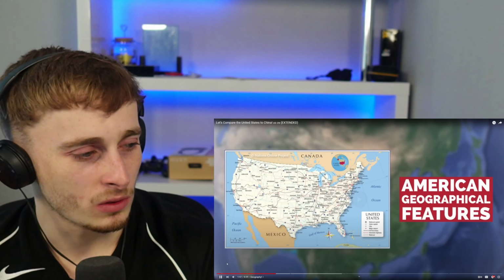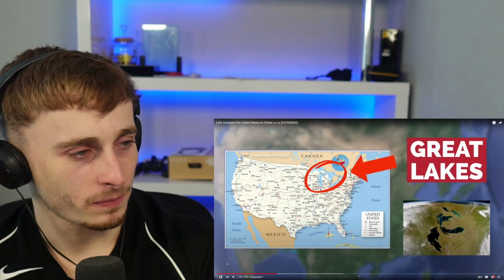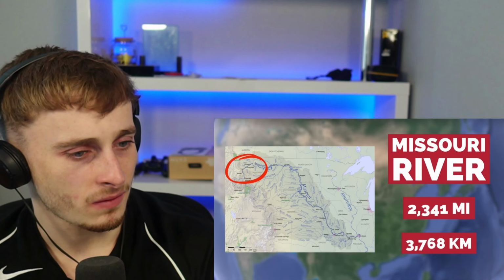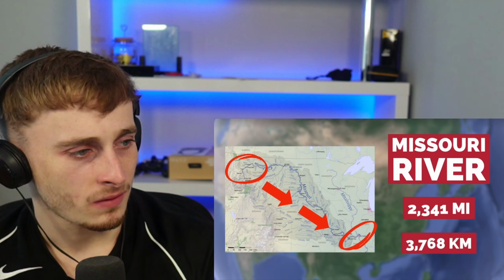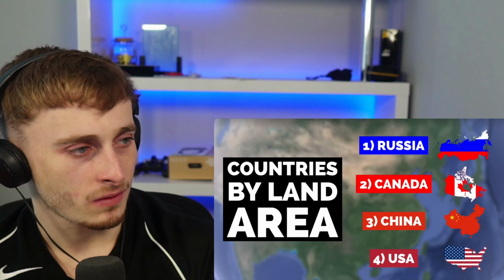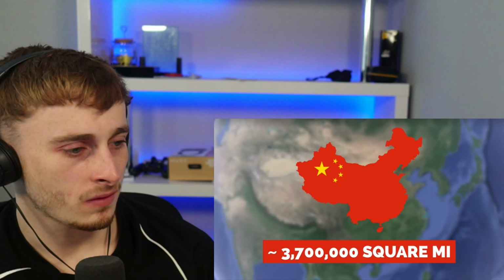Importantly, it is home to the Great Lakes system, which it shares with Canada, and it accounts for 21% of the world's freshwater supply. The longest river in the United States, the Missouri River, runs 2,341 miles or 3,768 kilometers and flows from the Rocky Mountains in Montana through much of the Great Plains and connects to the Mississippi River just north of the city of St. Louis. China and the United States are the 3rd and 4th largest countries in the world, depending on who you ask. But either way, both are close to around 3.7 million square miles.